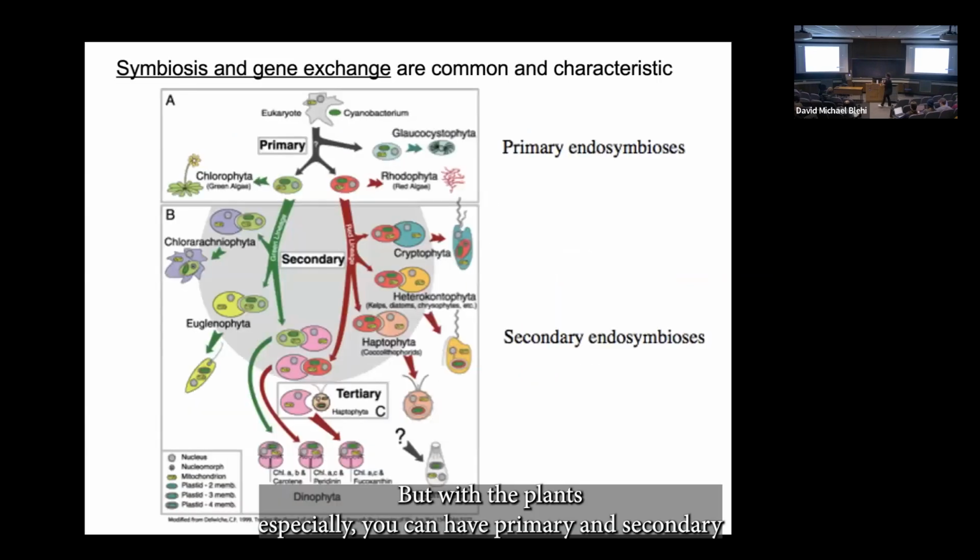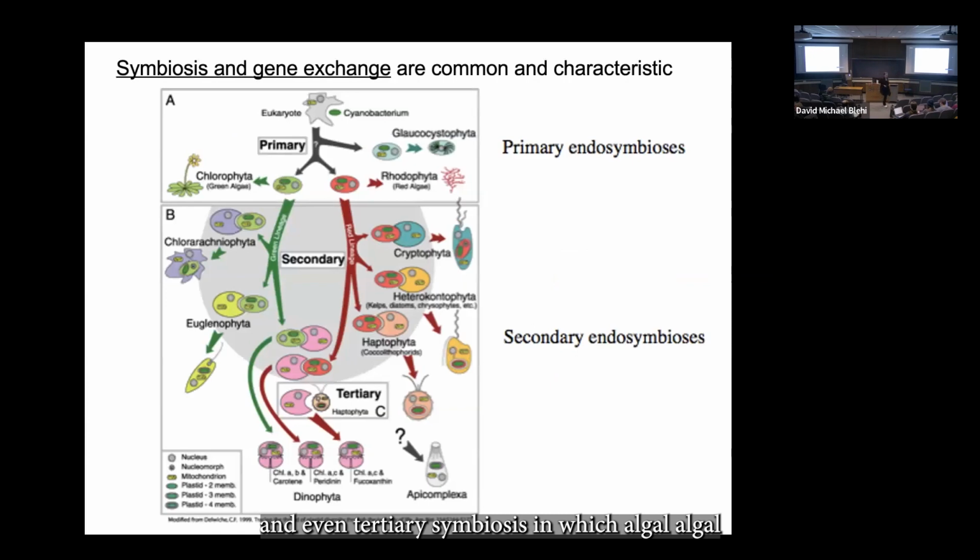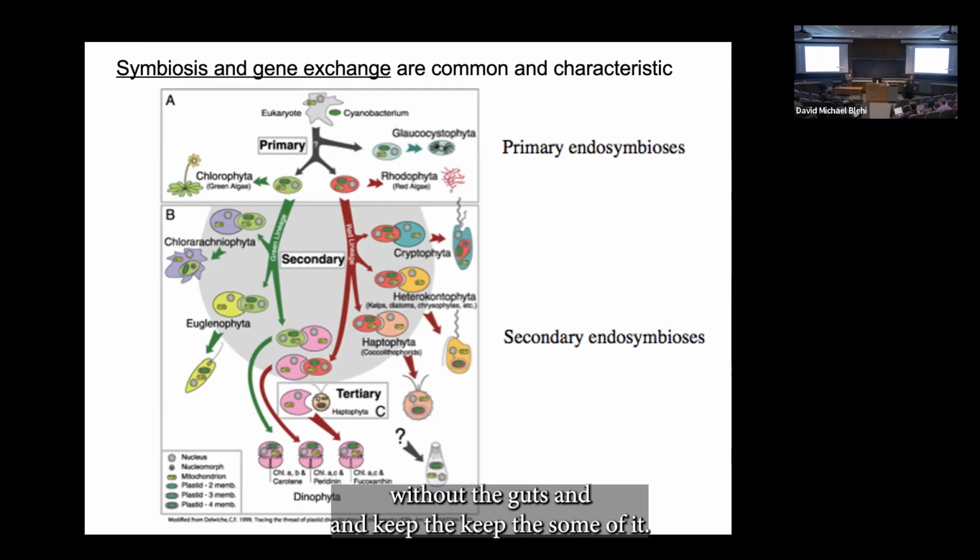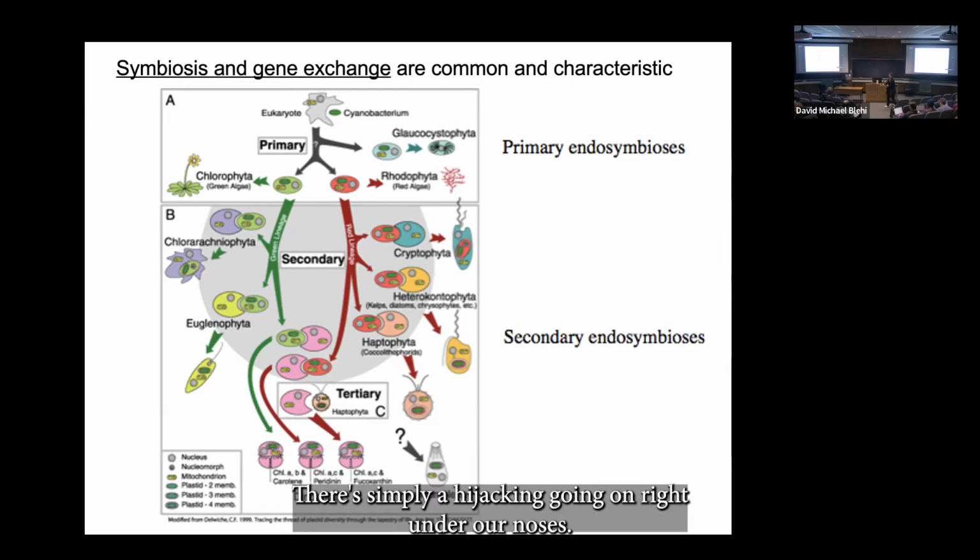But with the plants especially, you can have primary and secondary and even tertiary symbioses in which algal cells engulf other algal cells, spit out the guts, and keep the symbiont. So this happens all the time. There's symbiont hijacking going on right under our noses.